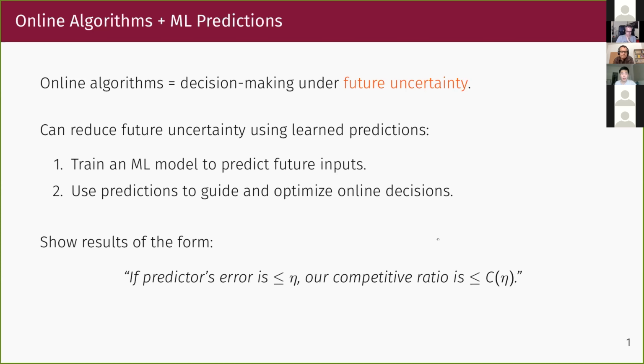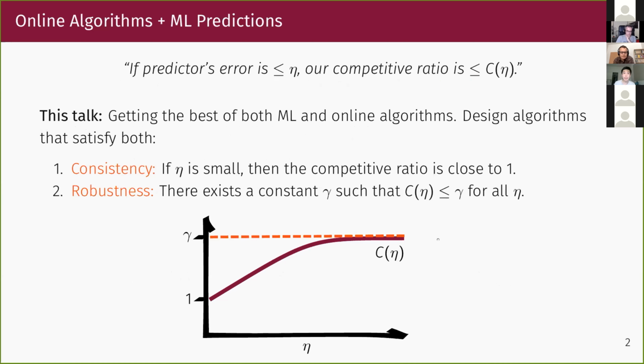Next, I'll elaborate a bit more on this goal, where we want the predictor's error to be at most eta, and then show that the competitive ratio is at most C of eta. We generally want the best of both worlds when we design algorithms like this. We want to get the good performance of ML when the error is low, so we want the competitive ratio to be much better than what one would get with traditional worst case approaches. Ideally this is close to 1 when eta is close to 0.